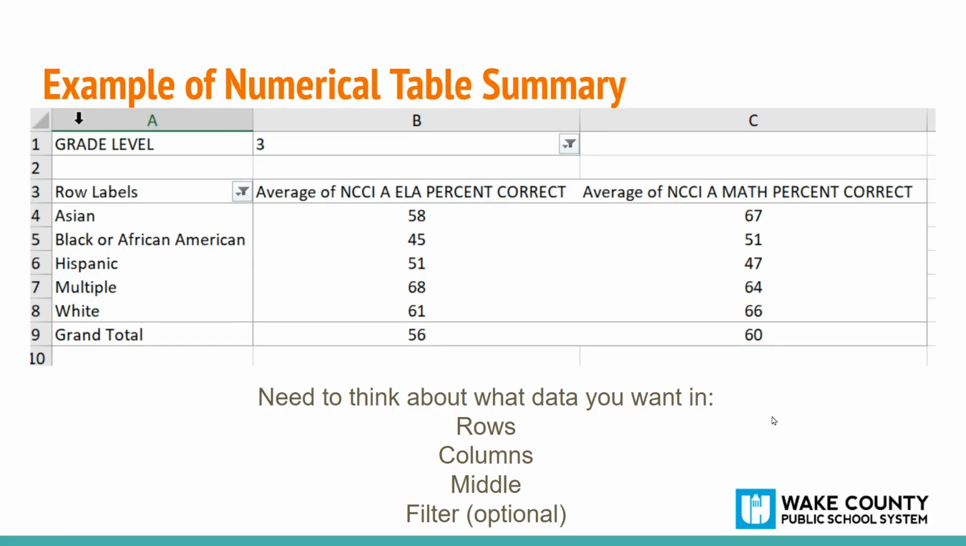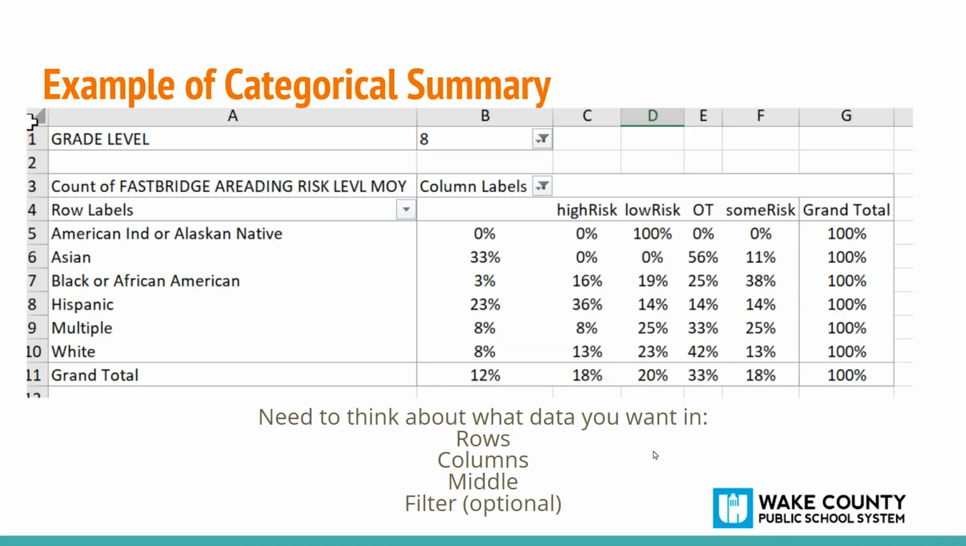So let's go back to our example of a categorical summary. We're going to again think about our rows. In this case, we're going to keep our ethnicities. Again, you could choose any number of categories that students are sorted into in the SOAR data files. But in this case, notice our columns are based on FastBridge data. So these are the categories that we will see reported out in our FastBridge data in SOAR: high risk, low risk, on time, and some risk. And this is the A reading risk level.